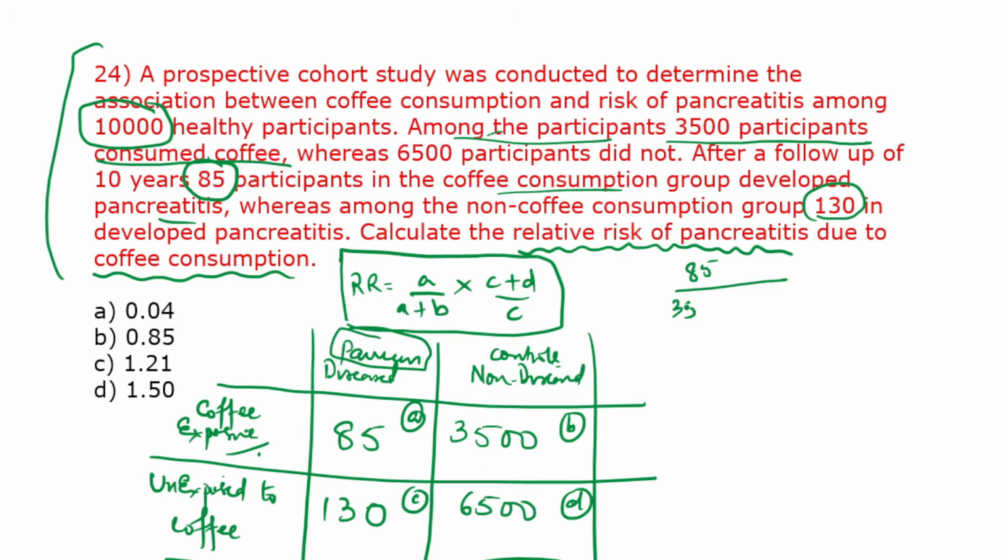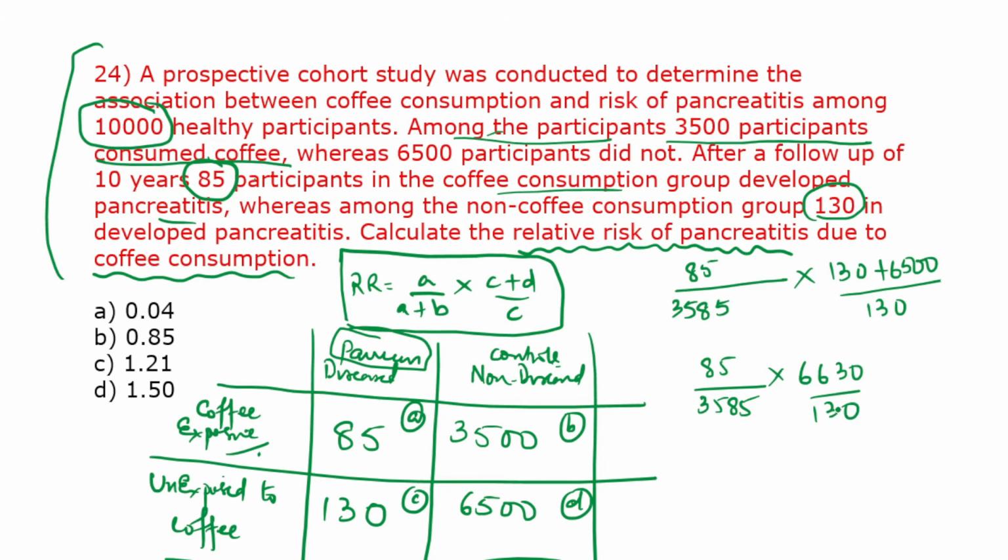So 3,585 into what is C? C is 130 plus 6,500 divided by once again 130. So how much it will be? It is 85 by 3,585 into 6,630 by 130. If you calculate this, it will come to 1.21.